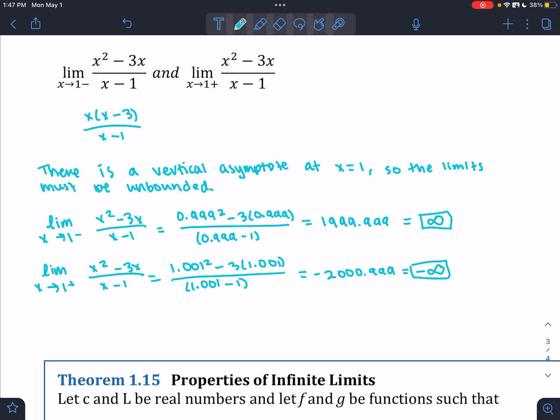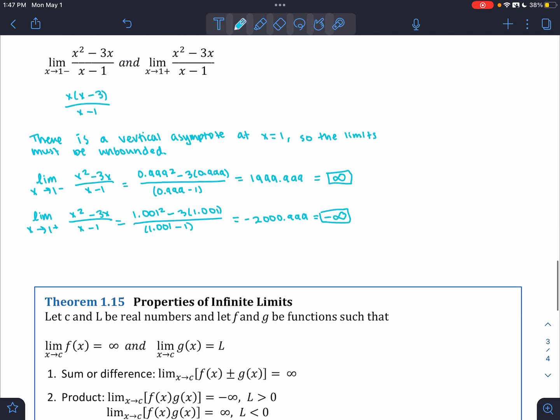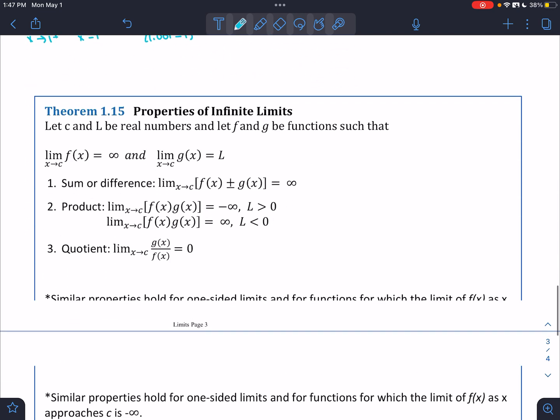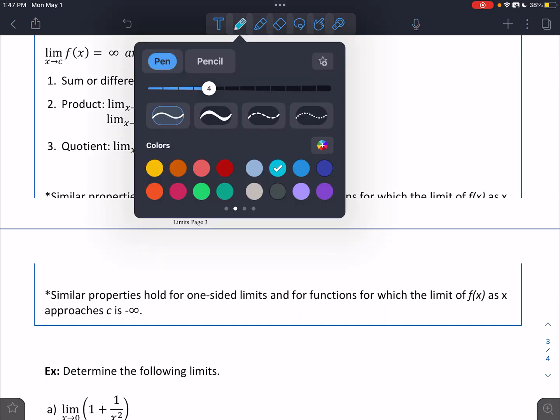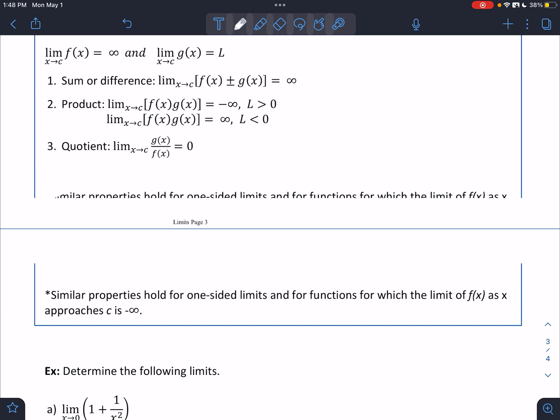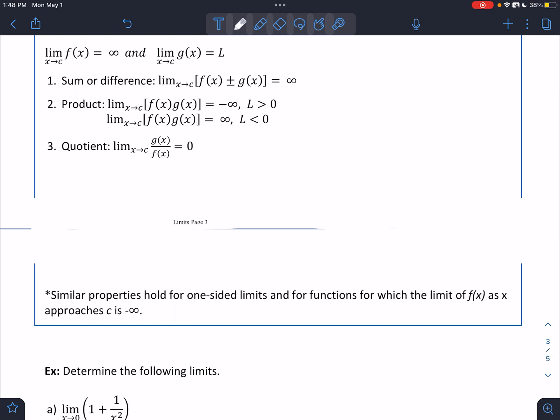Okay. So we have just a few properties of infinite limits that we can talk about, similar to properties that we've done before. They're letting c and L be real numbers, c being the number x is approaching, L being the limit. And f and g are functions such that the limit as x approaches c of f of x is positive infinity, and the limit as x approaches c of g of x is L. So we have one limit that we can find and one that's unbounded.